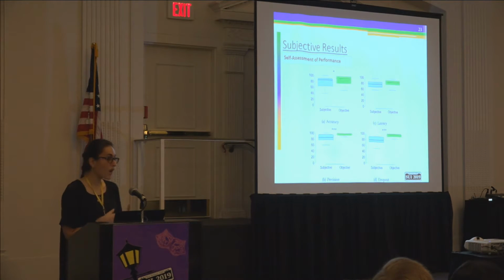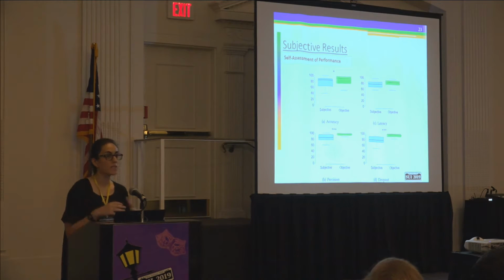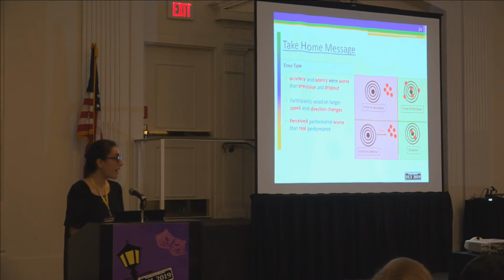And interestingly, although we were introducing a lot of error, we actually noticed that for most of our error types, so accuracy, precision, and dropout, we saw a similar trend: participants attributed their uncertainty to themselves instead of thinking that the system has a lot of errors. The take-home message is that errors in accuracy and latency can negatively influence participants' performance more compared to precision and dropout. So it's important to pay attention to those errors more when we are building our systems.